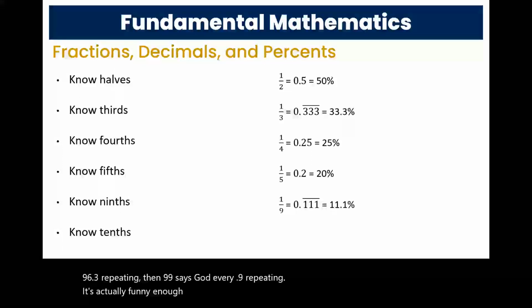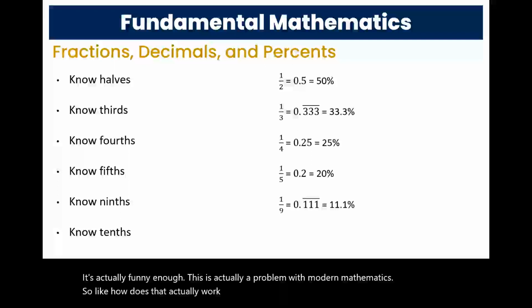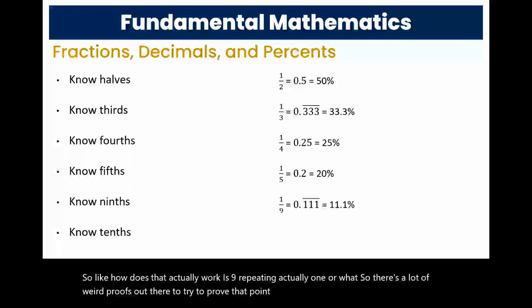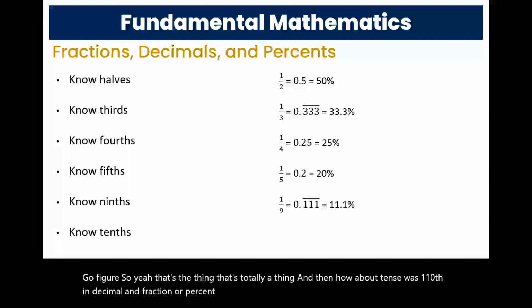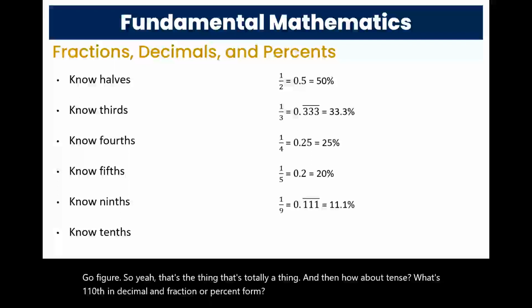This is actually a problem with modern mathematics. So, how does that actually work? Is 0.9 repeating actually 1 or what? There are a lot of weird proofs out there to try to prove that 0.9 repeating is the same thing as 1. Go figure. So yeah, that's totally a thing. And then how about tenths? What's 1/10 in decimal and percent form? 0.1 and 10%. That is correct.